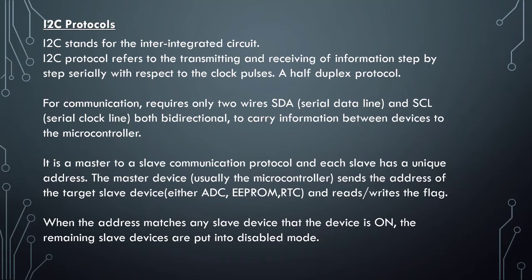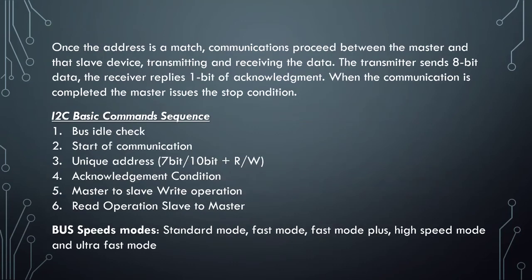When the address matches a slave device, the remaining slave devices are put into disabled mode. So the communication needs to happen one at a time, from the master to the slave. Once the address is a match, communication proceeds between the master and that slave, transmitting and receiving data. The transmitter sends the 8-bit data, and the receiver replies with 1 bit of acknowledgement. When the communication is completed, the master issues the stop condition. So let's understand more deeply how the I2C protocol functions.